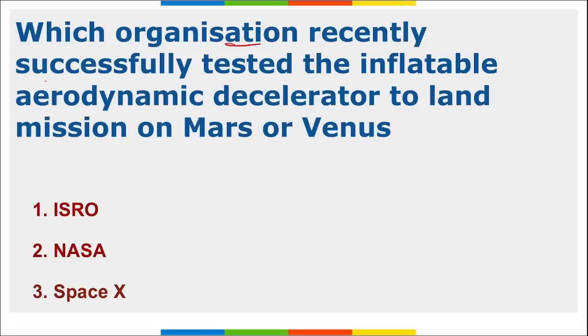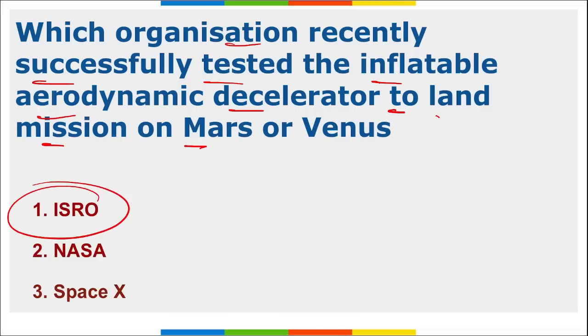Next, which organization recently successfully tested the inflatable aerodynamic decelerator to land missions on Mars or Venus? It was ISRO that has recently successfully tested the inflatable aerodynamic decelerator to land missions on Mars and Venus. And I'm pretty sure that you might have confused it with SpaceX. So remember, it is our beloved Indian Space Research Organization that has successfully tested the inflatable aerodynamic decelerator to land missions on Mars or Venus.